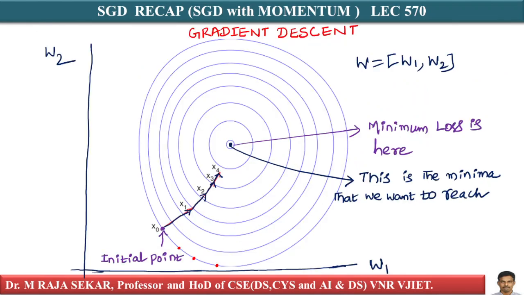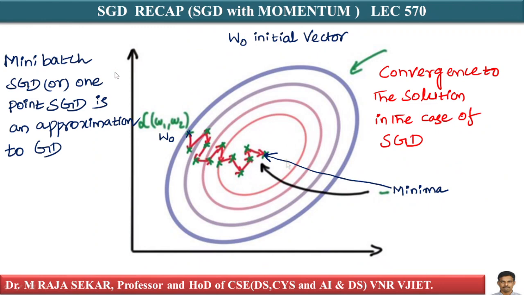What happens in the case of gradient descent? Isn't it? It's going direct. The direction is not like SGD. Just see these directions, isn't it? But in the case of stochastic gradient, the directions are not like that. If I apply gradient descent, you are getting different directions.